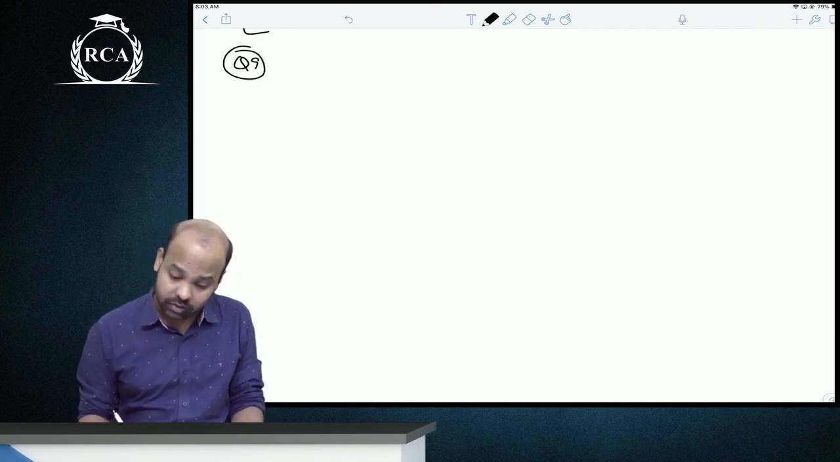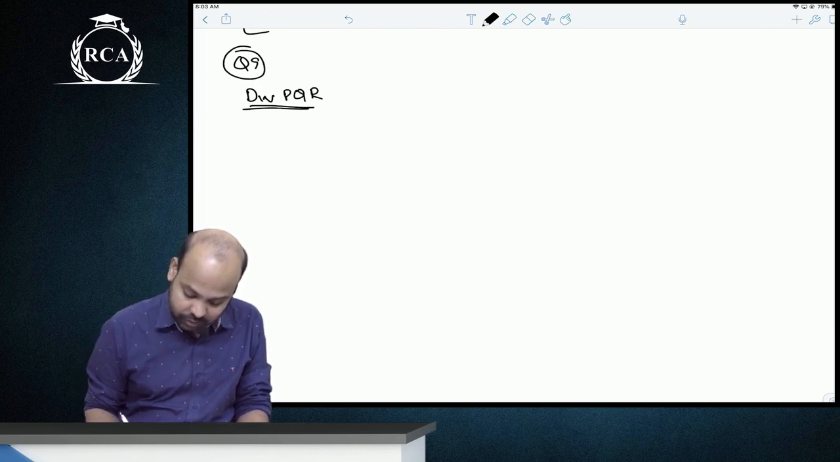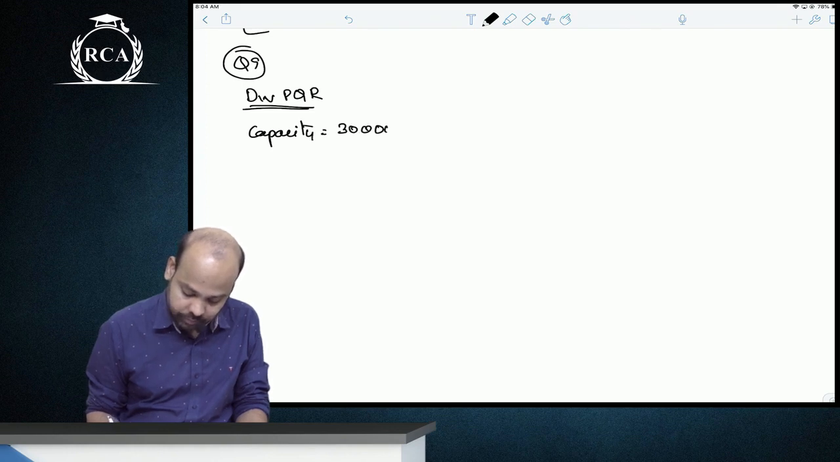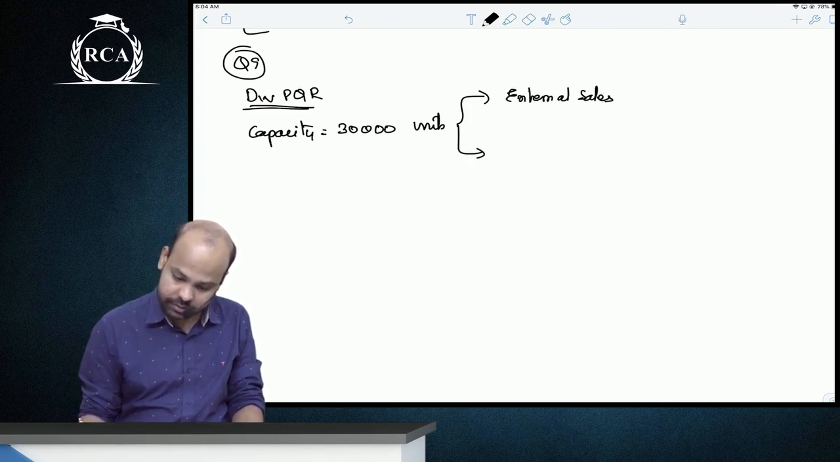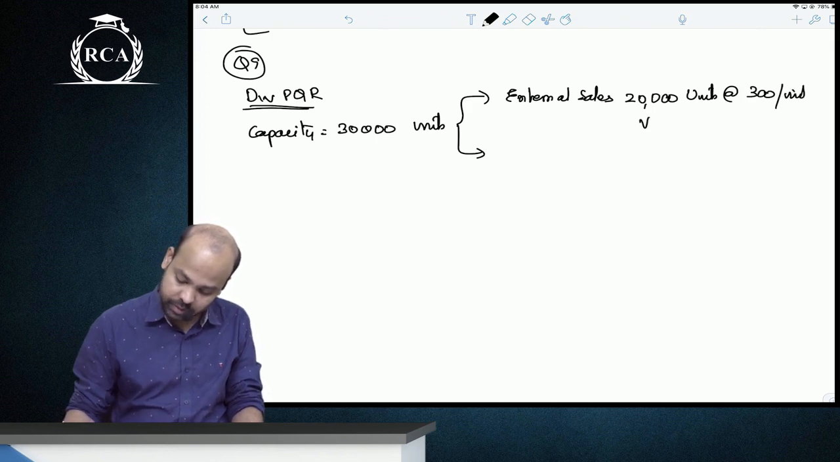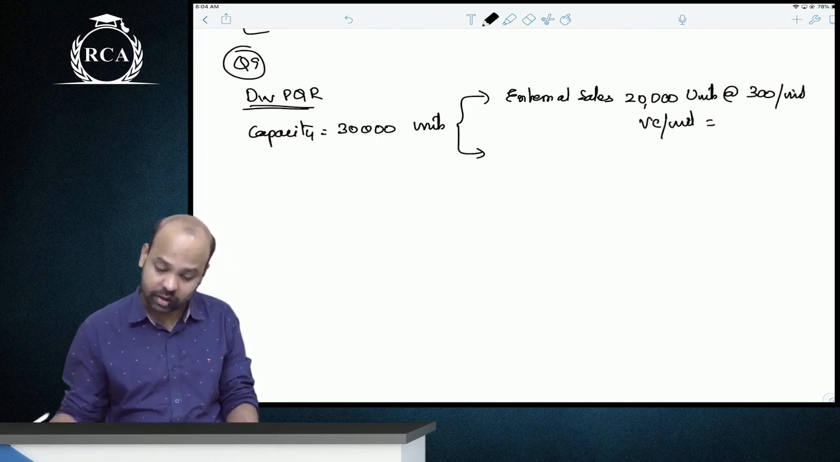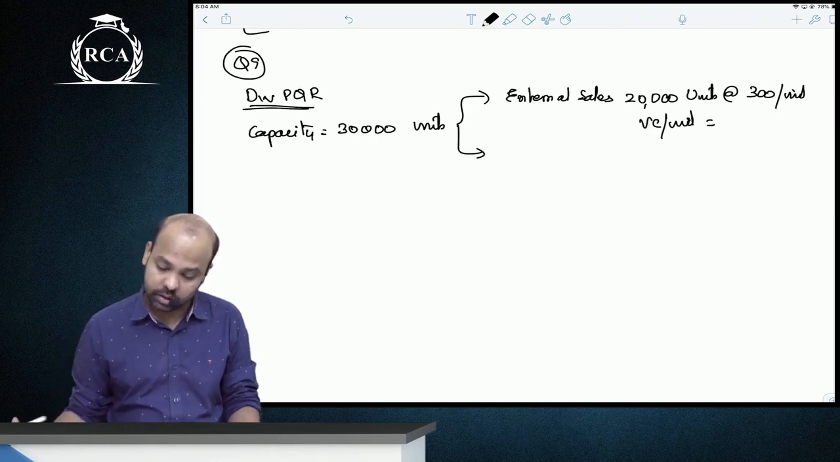So first one is division PQR. Please do not forget that their capacity is 30,000 units. Out of that, external sales are 20,000 units at 300 rupees per unit. The variable cost per unit for external transfers is 40, 20, 20, 100 and 110 rupees. You can add them.